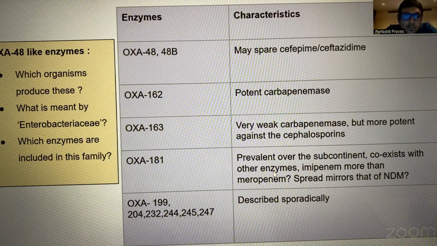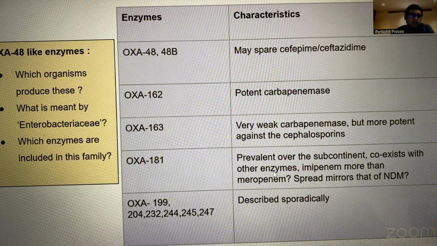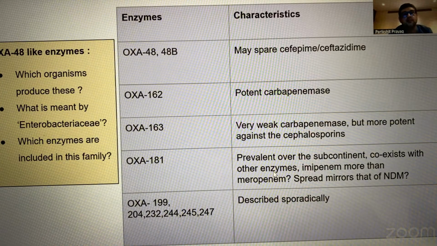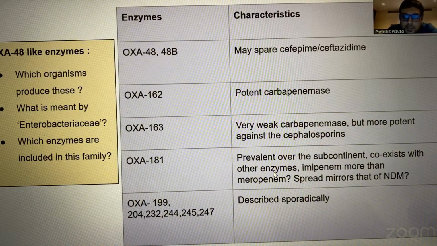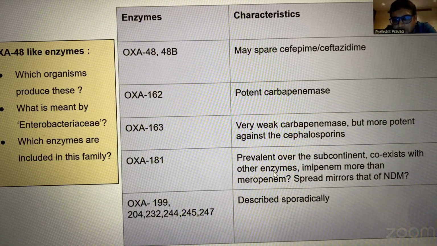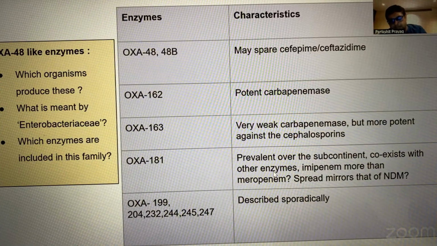OXA181 again, which is very common in India. In fact, if you trace the epidemiological studies of OXA181, or if you trace the geographical distribution of OXA181, what you will find is that it pretty much mirrors this spread of the New Delhi metallo-beta.